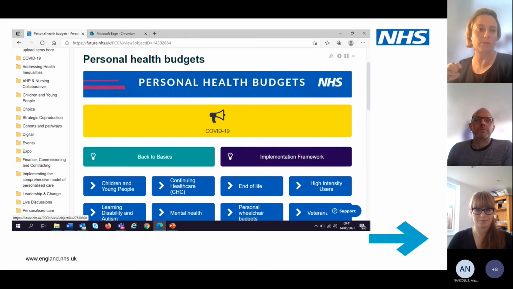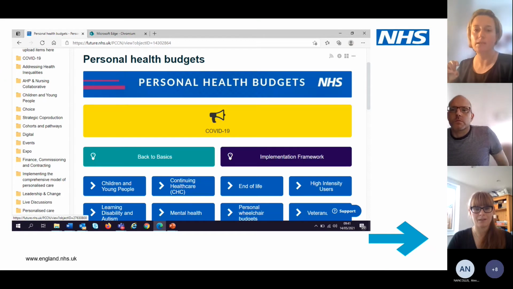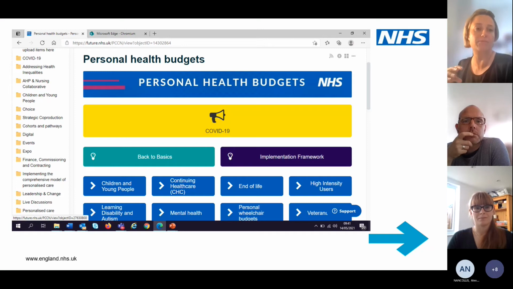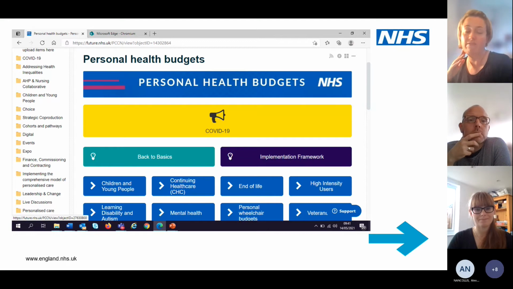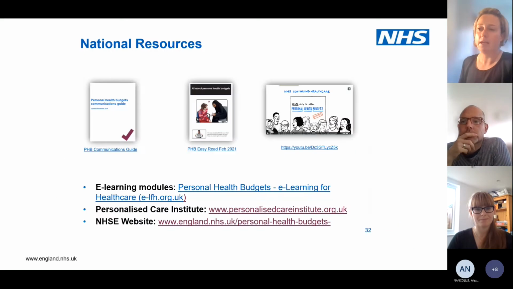But if you are looking for something and can't find it, then again, just please let us know. And there is actually a chat function on there as well, where you can put a message out to everybody that's on the Personalised Care Collaborative asking a question, and it is a very active forum really for asking questions, and people very often get back to you and provide example documents and answer questions and things. So it is a really good and useful way of accessing information, really.